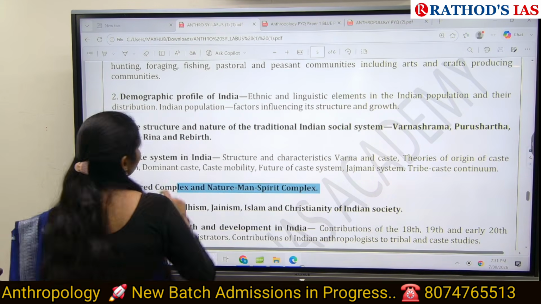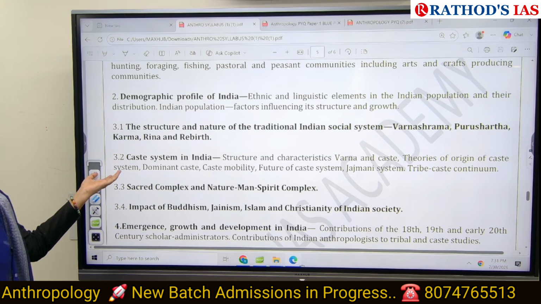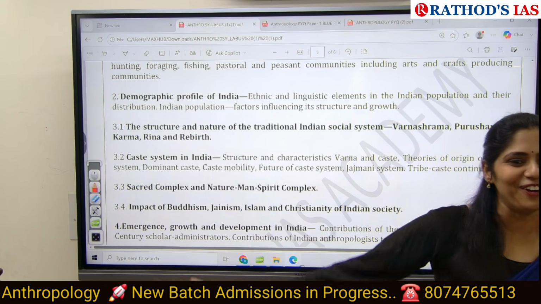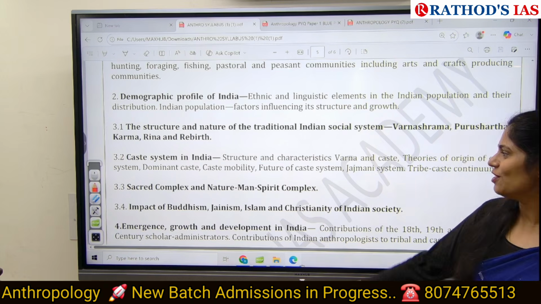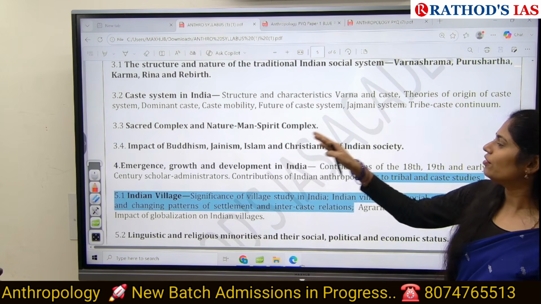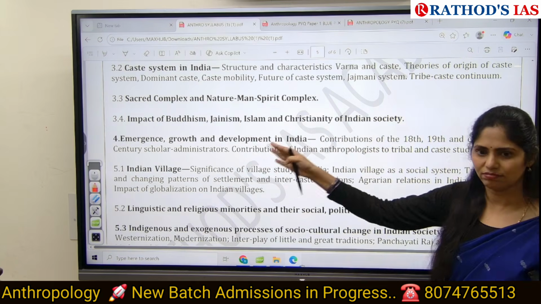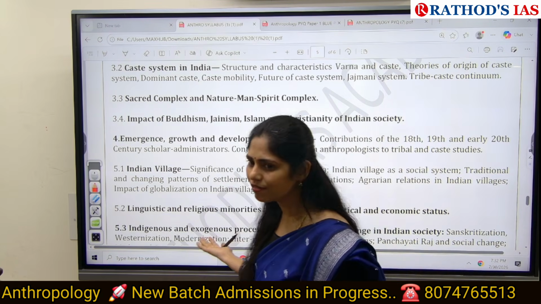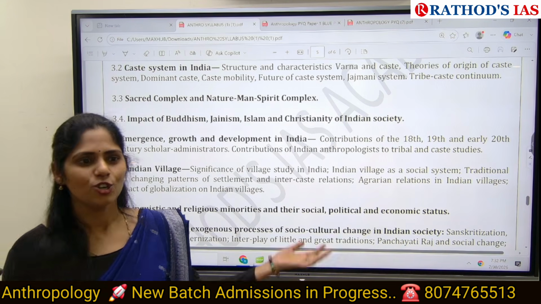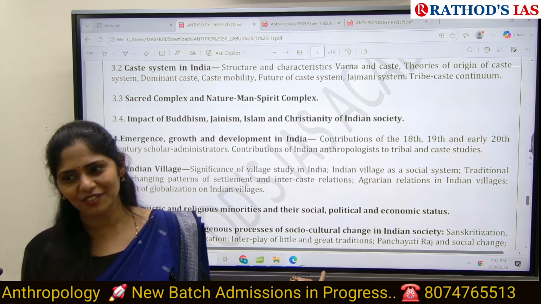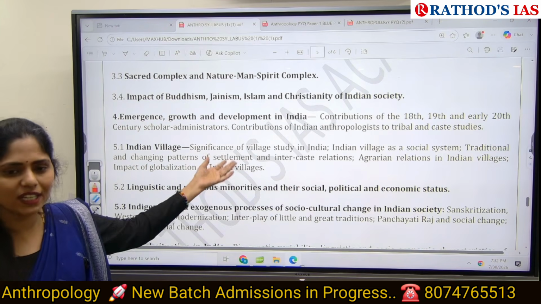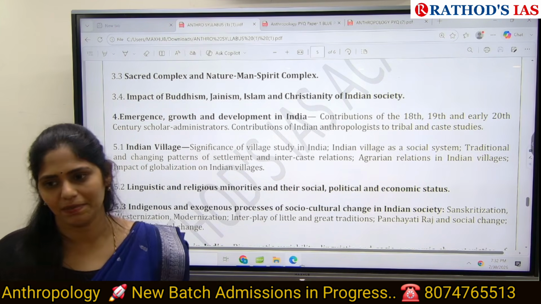And this one is the caste system. You know, wherever you go in India, the caste system will not leave us. Here also in anthropology we have this. So we'll discuss this caste system. Next one is the impact of different religions on Indian society, because India is an example of a multicultural, multilingual, multi-religious society. So obviously religion won't leave us. We have to see it. And next one is how anthropology evolved in India. This is our fourth chapter.